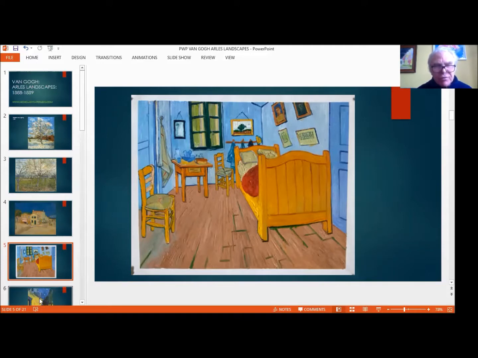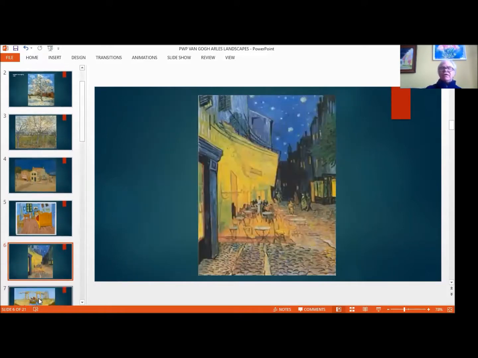He starts to explore a bit further into Arles, and this is a very, very famous painting, the terrace of the night cafe. And this again is using these kind of atmospheric, emotional, poetic colours, but again, local colour.